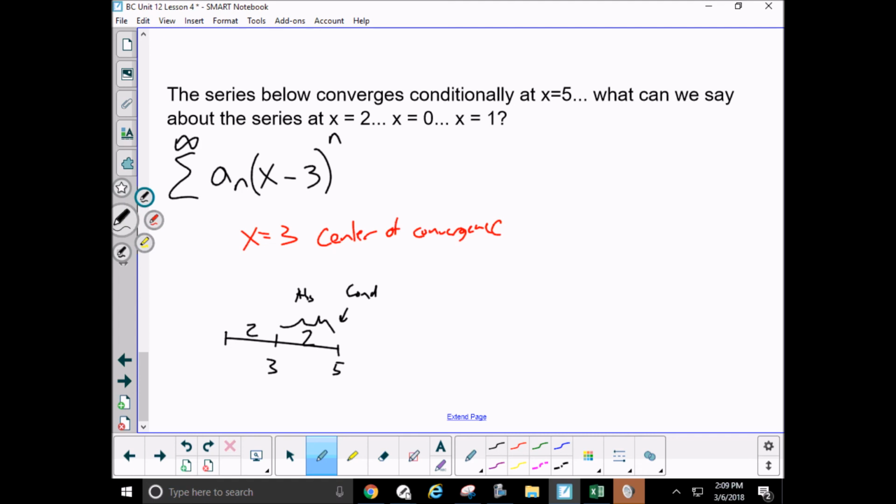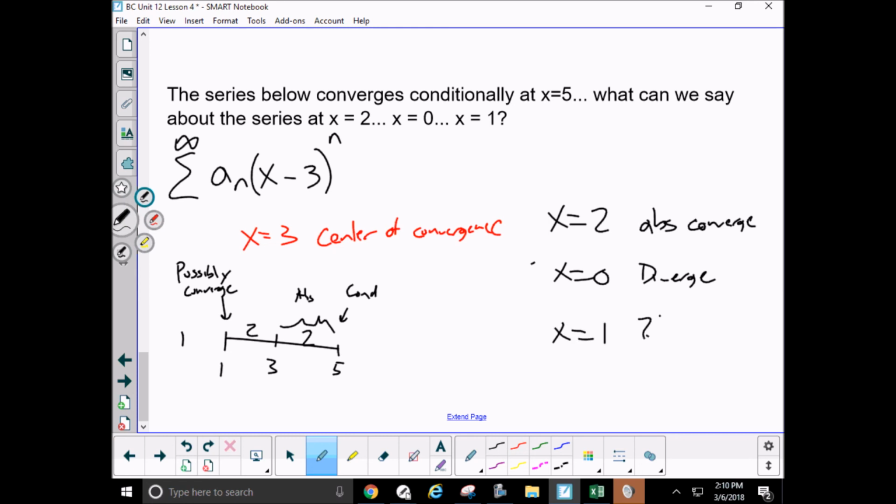Or if I go down 2 to x equals 1, well then I have another endpoint where I could possibly converge. So if they ask you, what does this tell you about the series at x equals 2? Well, 2 falls in my radius of convergence, so we will definitely converge. We will absolutely converge. X equals 0 will definitely be outside my radius, so we're definitely going to diverge. And x equals 1, I don't know.